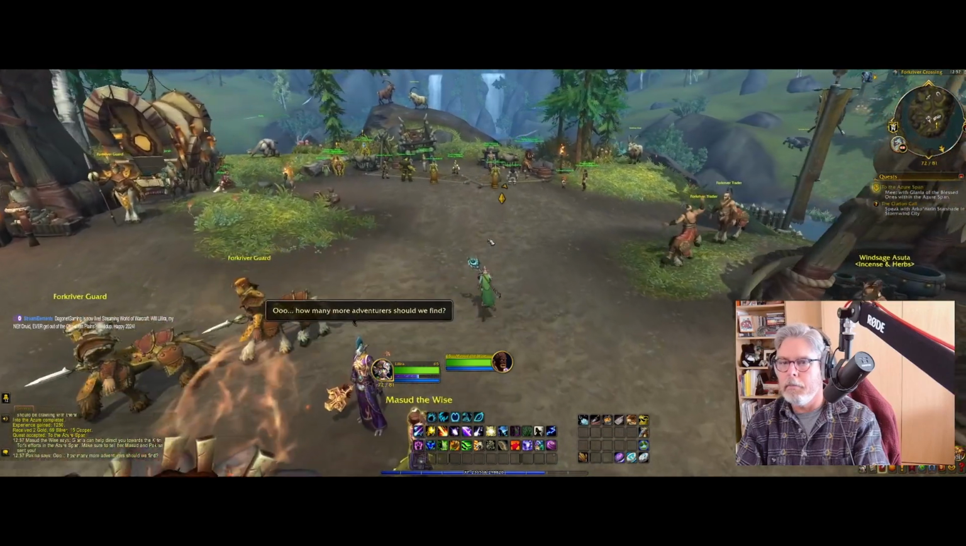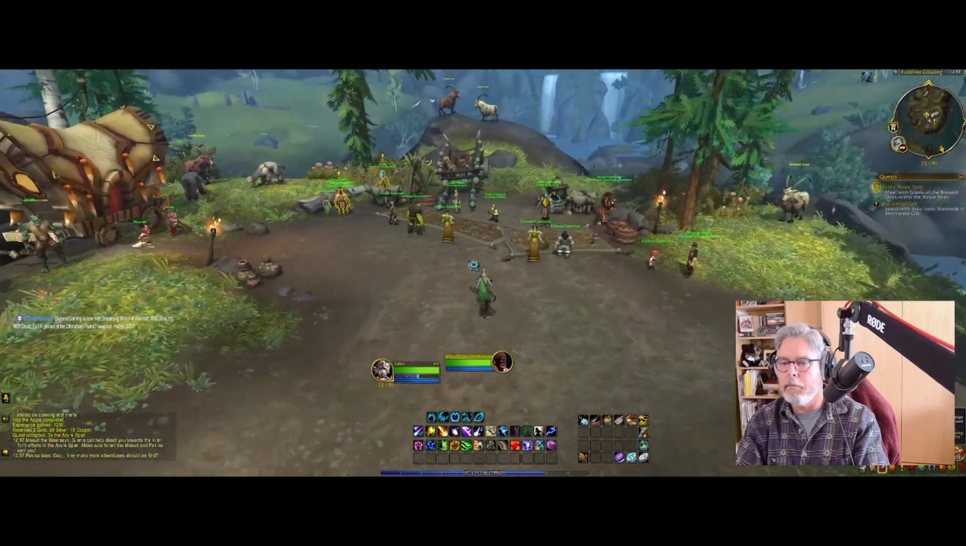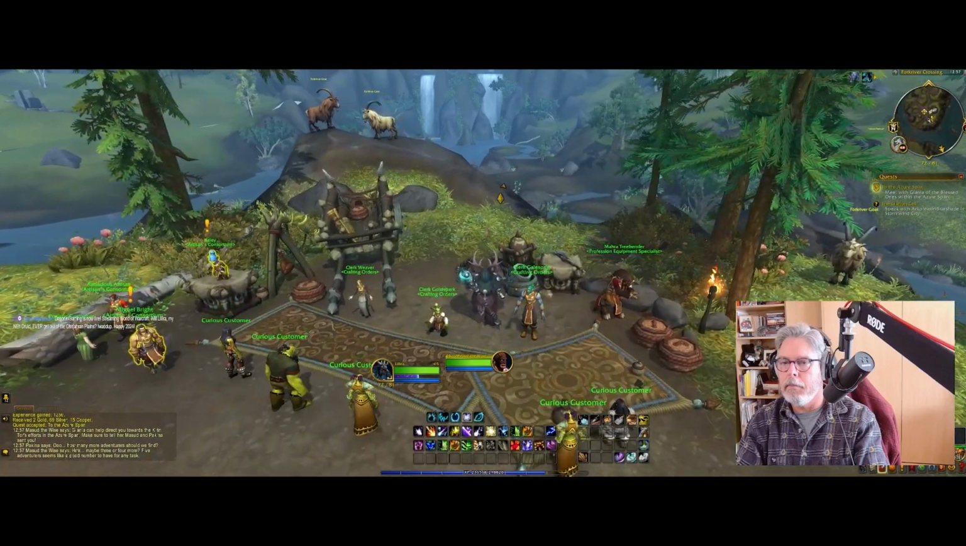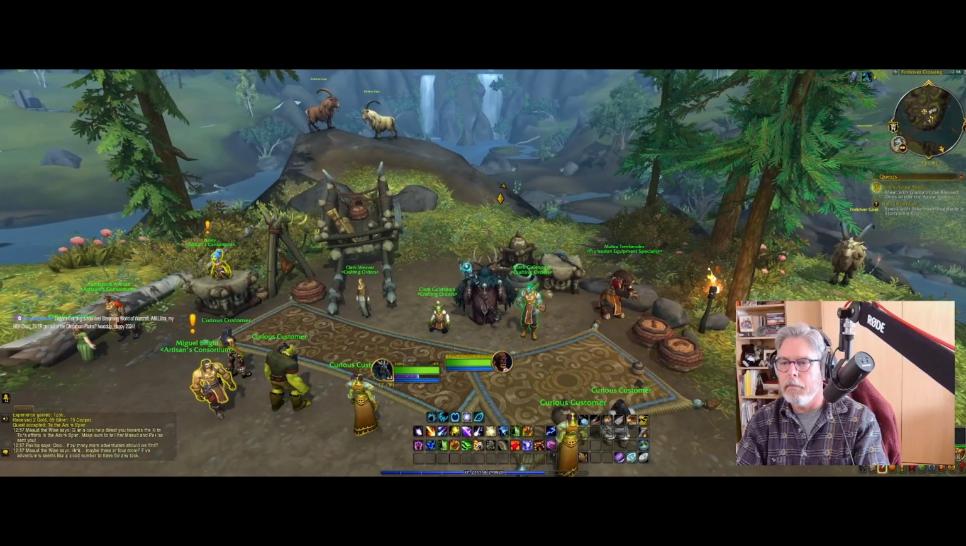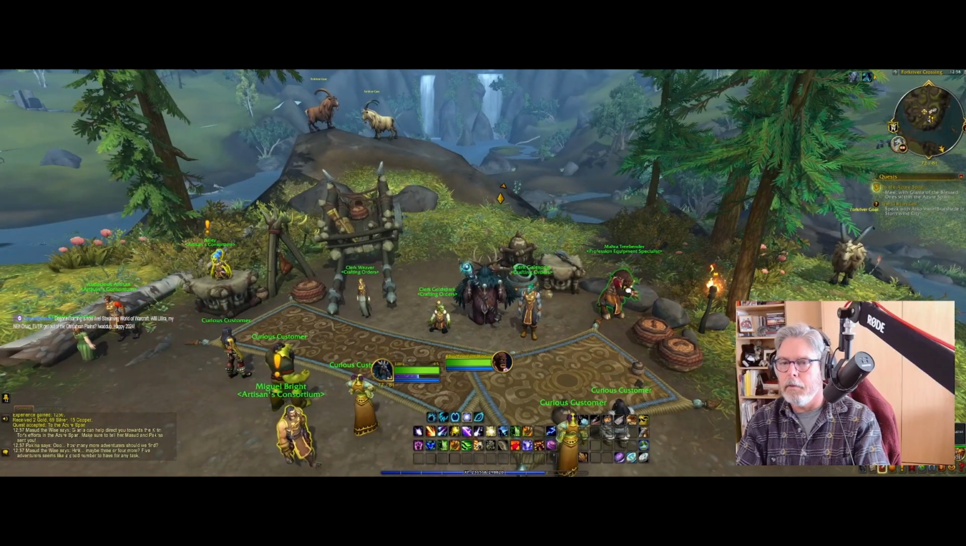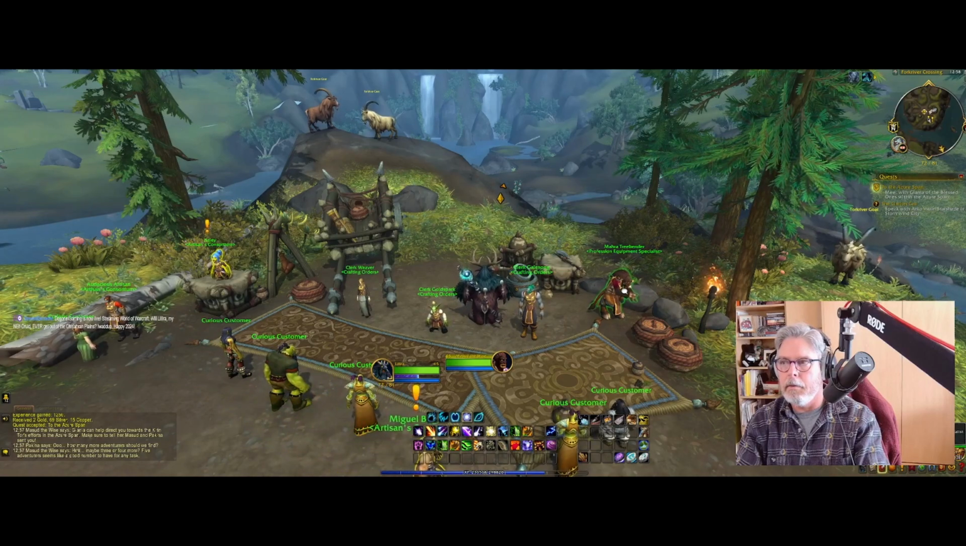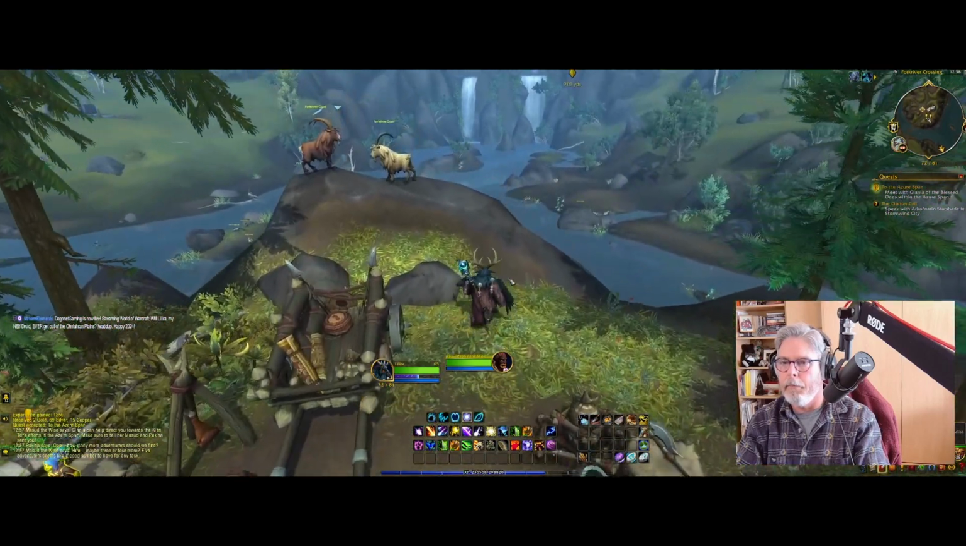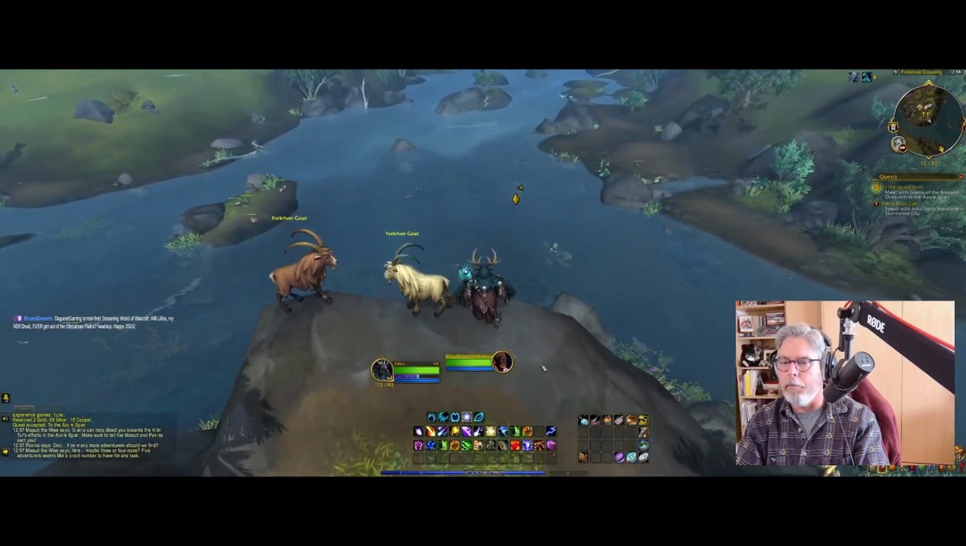Ooh, how many more adventurers should we find? Maybe 3 or 4 more? 5 adventurers seems like a good number to have for any task. Get up here with the goats.